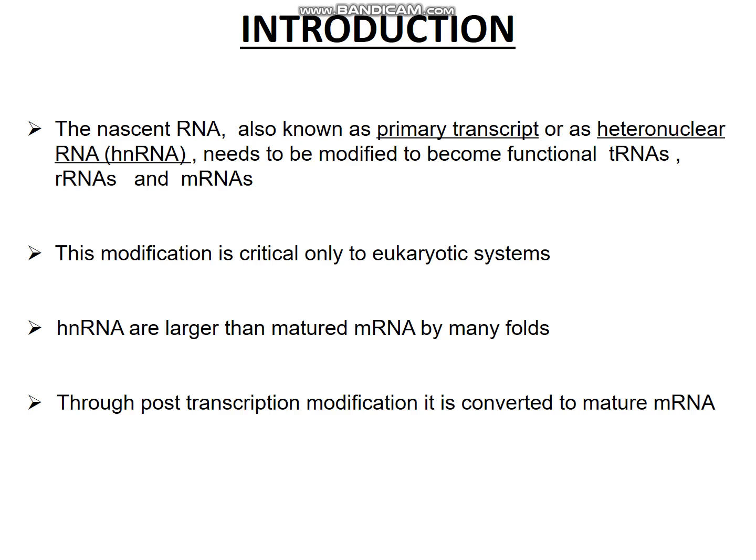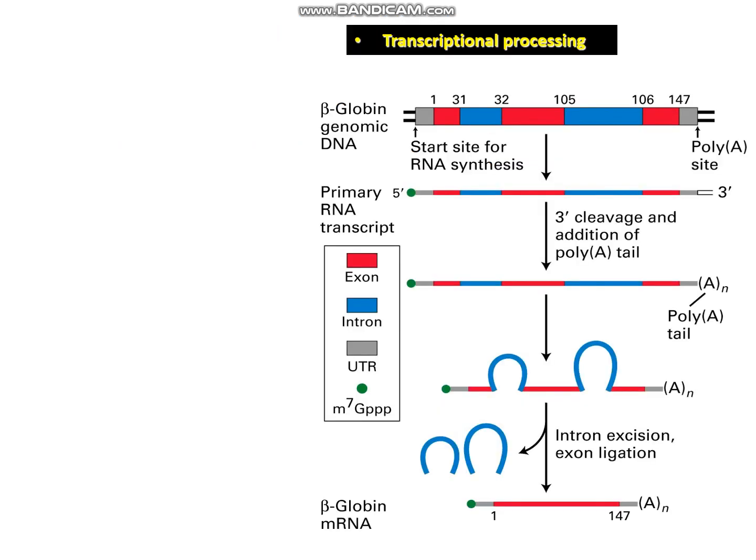These modifications are critical only to the eukaryotic system and not to the prokaryotes, because in prokaryotes the process of transcription and translation occurs simultaneously. The hnRNA, which is also known as the heteronuclear RNAs, are larger than the mature mRNA by many folds, and through post-transcriptional modifications they can be converted into a mature mRNA.